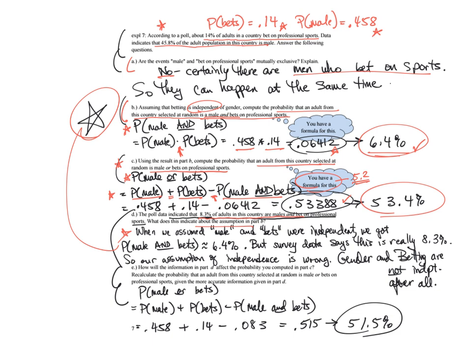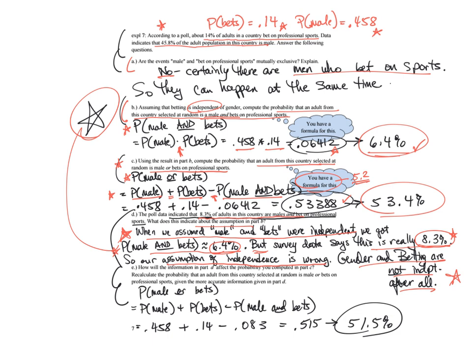So let's look back down here at what I wrote for D. It says, when we assumed male and bets were independent, we got the probability of male and bets at 6.4%. But survey data says it's really 8.3%. So since we did not get the same number under that assumption as in the survey data, we know our assumption of independence is wrong. Gender and betting are in fact not independent after all. That's what that means, right?